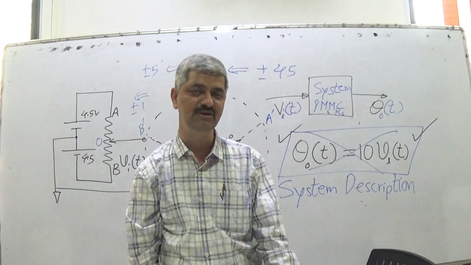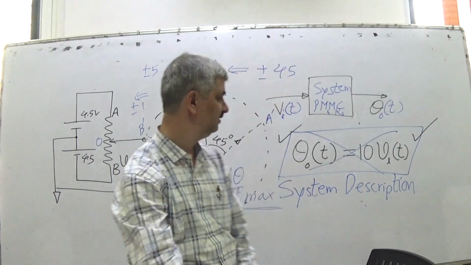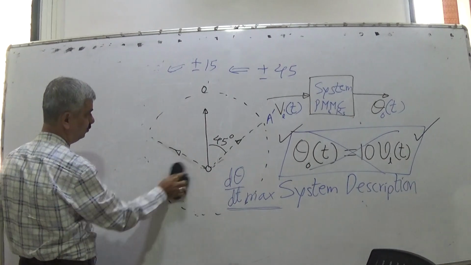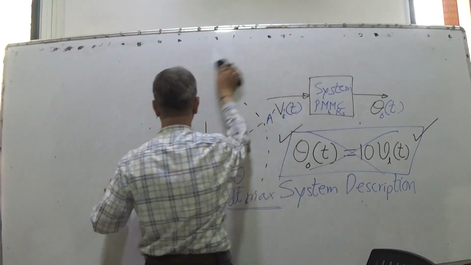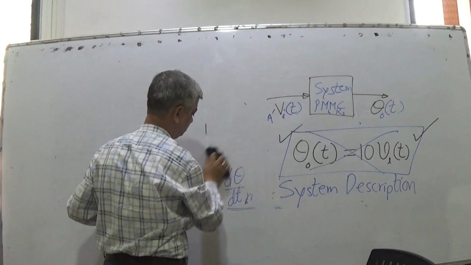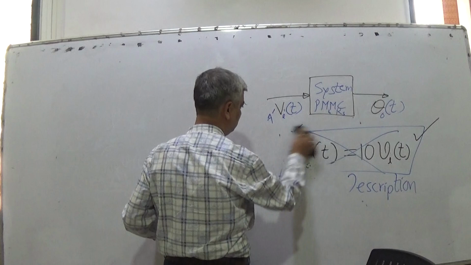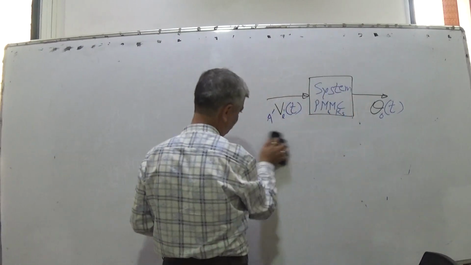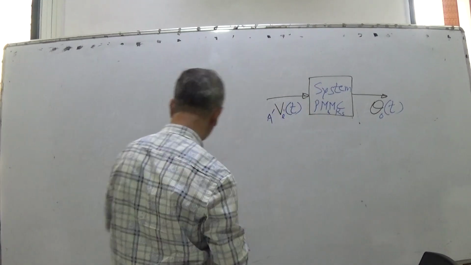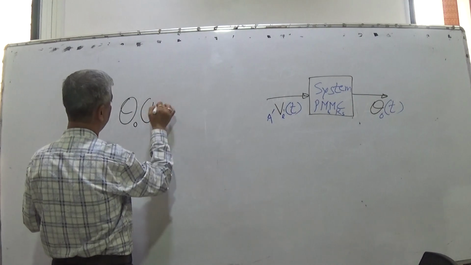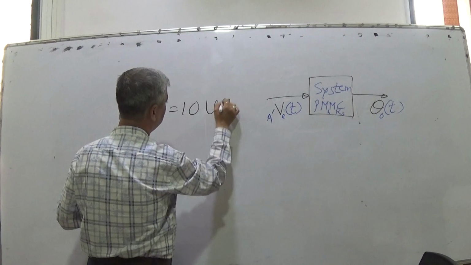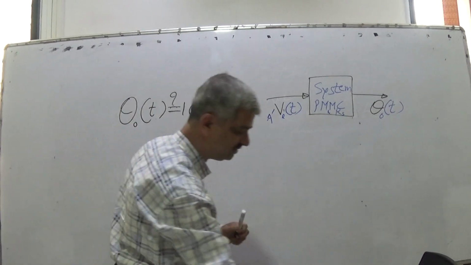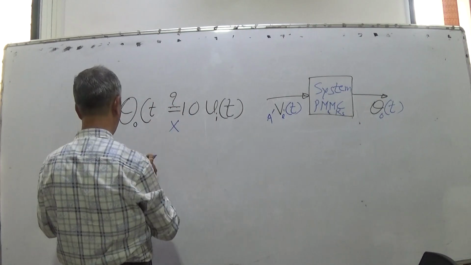Since there is a limit on maximum speed, in general it is not possible to create any system where input and output are directly related by a constant. Here output is angle, input is voltage. If you take an amplifier, output is voltage, input is voltage. So in general, it is not possible to create that. So what I say, theta OT is equal to 10 into V in T cannot be created. The question is, can this be? The answer is no. So this you can't create.